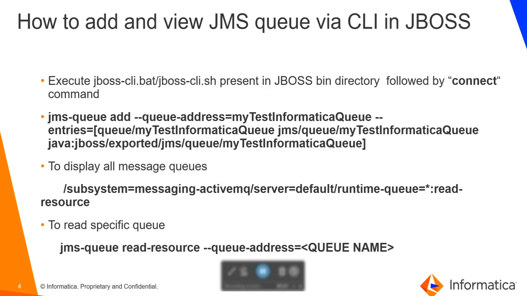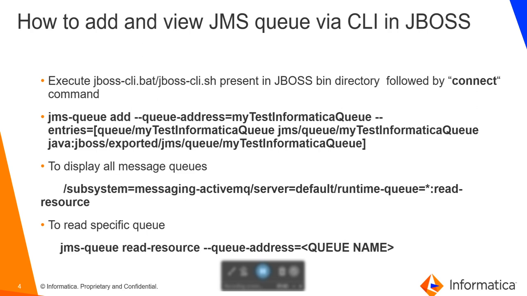How to add and view a JMS queue via CLI in JBoss. We can add a JMS queue from the CLI command. The other way to add a queue is to edit the standalone-full.xml, and then we need to restart. With the help of CLI, we don't need to restart. We just have to run the commands and it takes the runtime value.